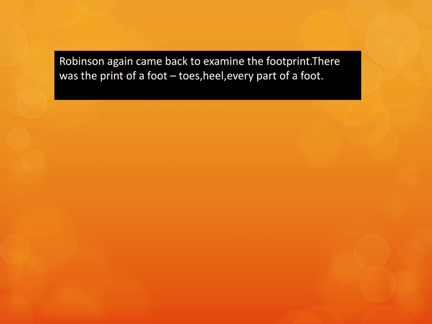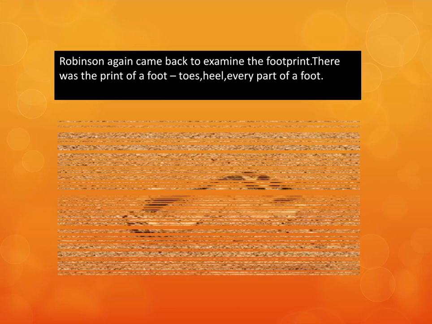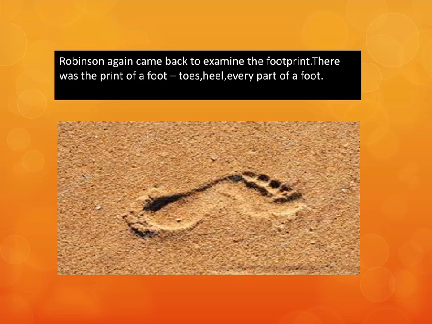Robinson again came back to examine the footprint. There was a footprint of a foot, toes, heel, every part of a foot. So, after going up and down the shore, searching for the person to whom this footprint belonged, he came back again to examine the footprint. The footprint had all parts of the foot, toes, heel, and every part of the foot could be seen.